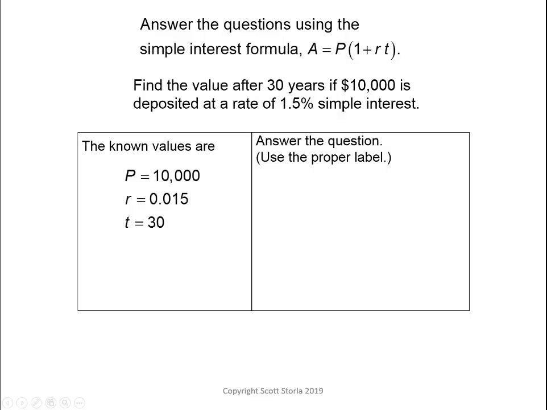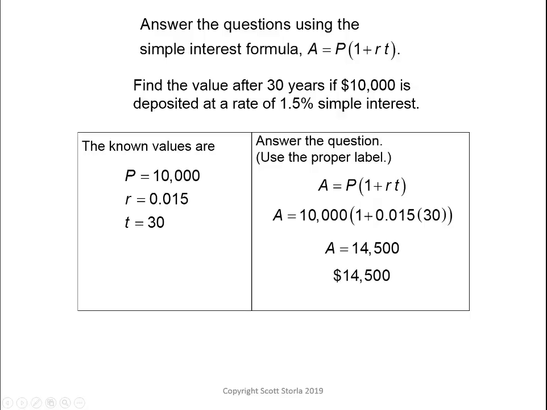In this case, our known values are, we currently have $10,000, so that's our principal. Our rate is going to be 0.015, and our time will be 30 years. Starting with the simple interest formula, I'll substitute 10,000, 0.015, and 30. Then I'll carry out the operations using my calculator, and again, try to put them all in at once. You should get 14,500, and so at the end of 30 years we would have $14,500.